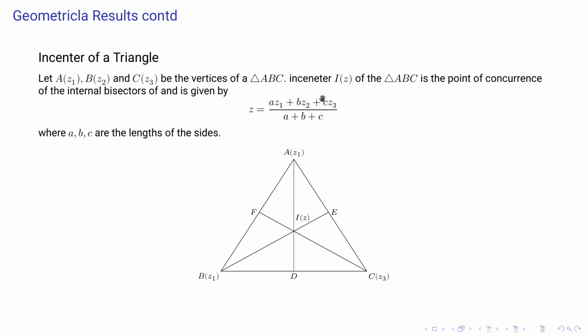The incenter of a triangle ABC is given by Z is equal to AZ1 plus BZ2 plus CZ3 by A plus B plus C, where A, B, C are the lengths of the sides. A is the length of side BC, B is the length of side AC, and C is the length of side AB.